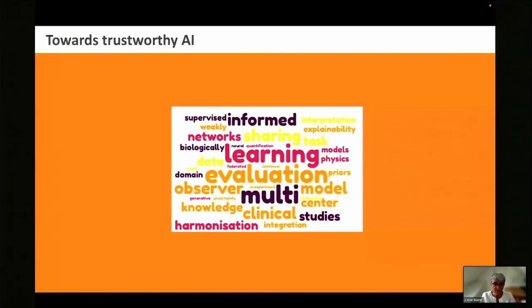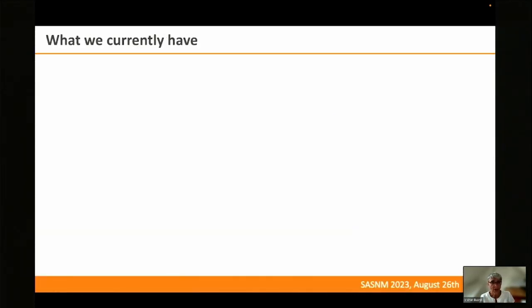While all these developments are extremely encouraging and start becoming available in the clinics, many steps are still needed to achieve what I call trustworthy AI. So this is what we have at the moment.